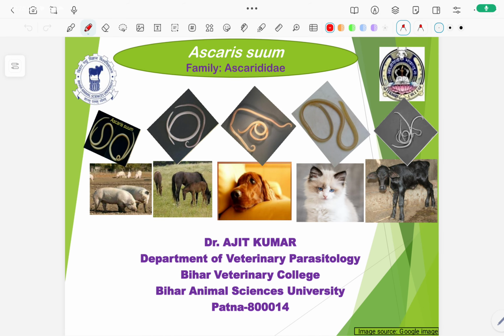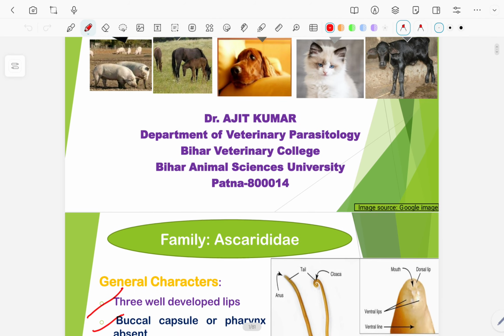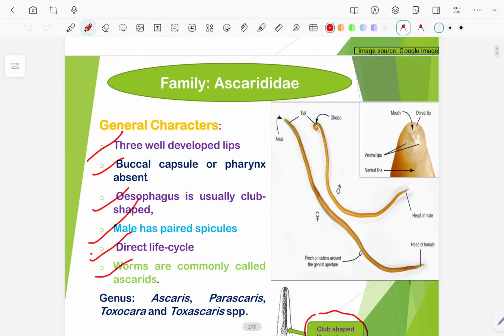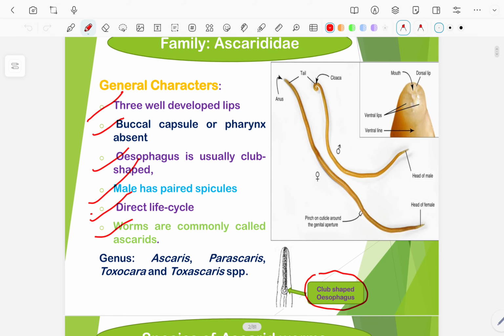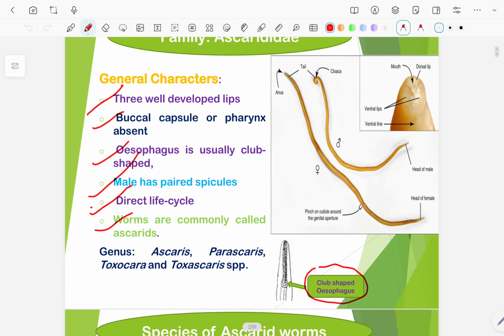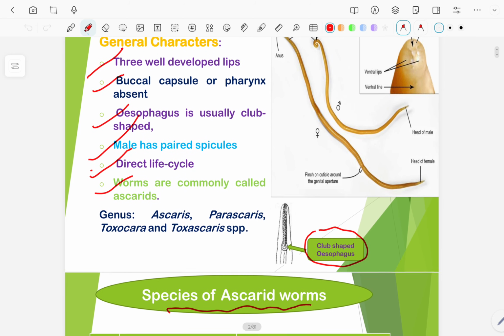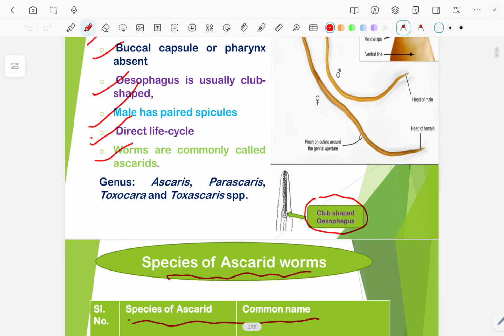Ascarids, family Ascaridae. General characters: they have three well-developed lips; buccal capsule or pharynx absent. The esophagus is usually club-shaped. The male has paired spicules. Direct life cycle. The worms are commonly called ascarids.